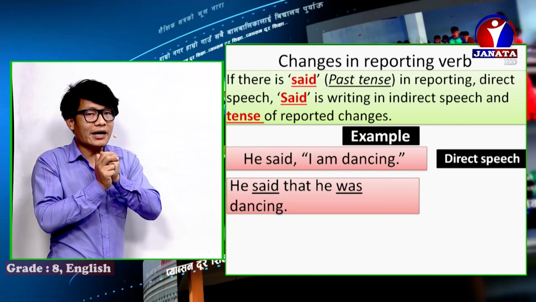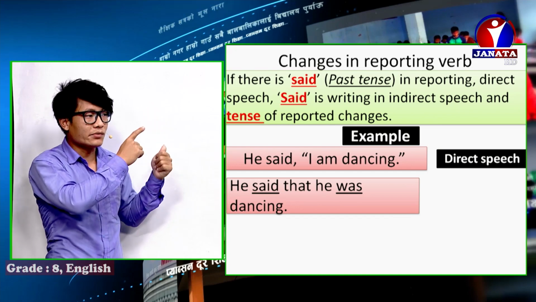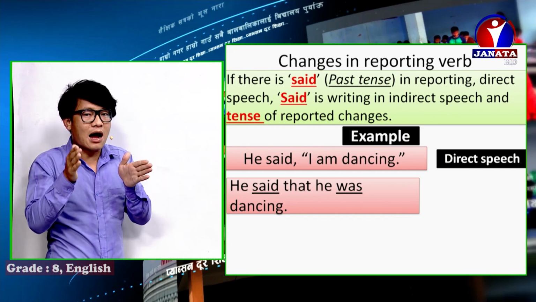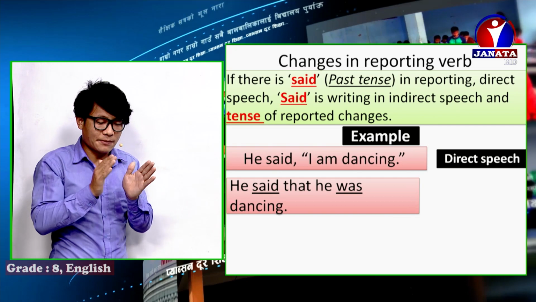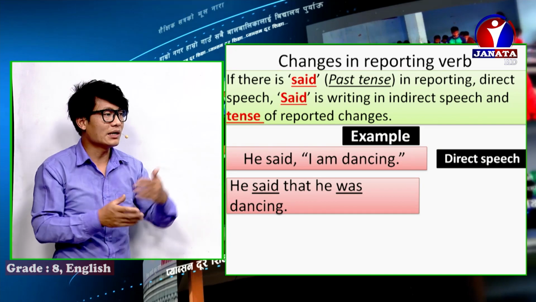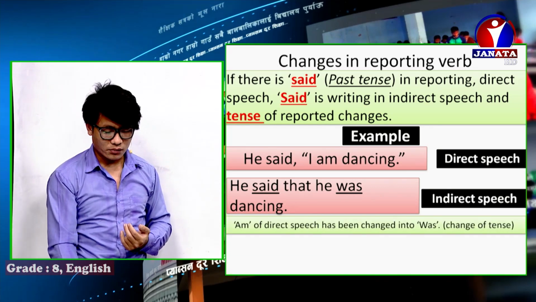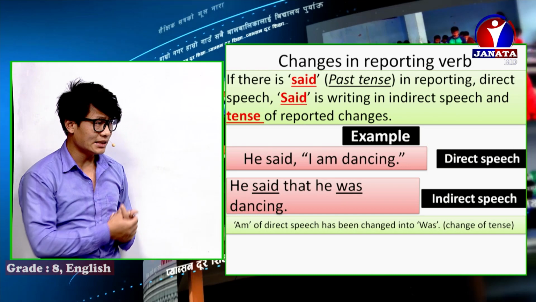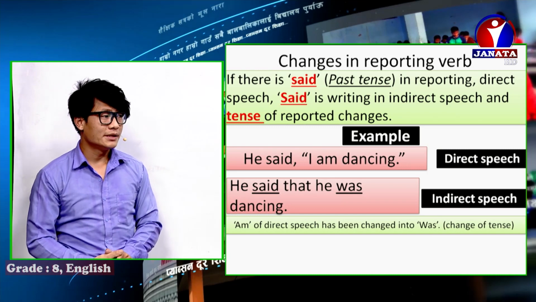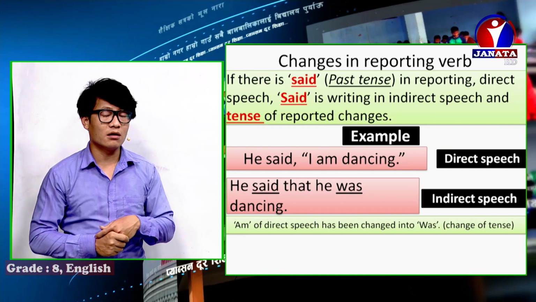So he said that he was dancing. He said, I am dancing. I has been changed according to the subject he. So that's why there is he. Am is R plus buffer. This is a present continuous, should be changed into past continuous. So that's why there is was dancing. Later also I will show you how it should be changed. So you can see down. Am of direct speech has been changed into what? This is called change of tense.